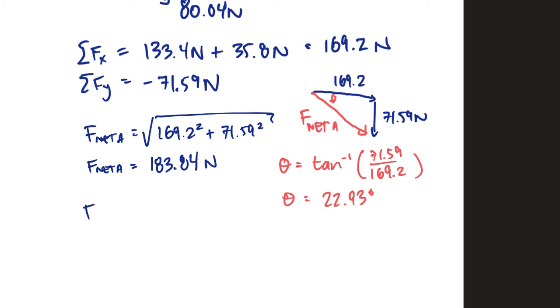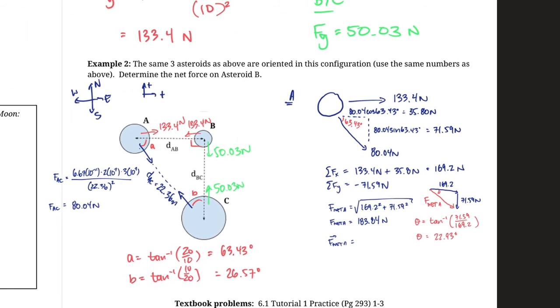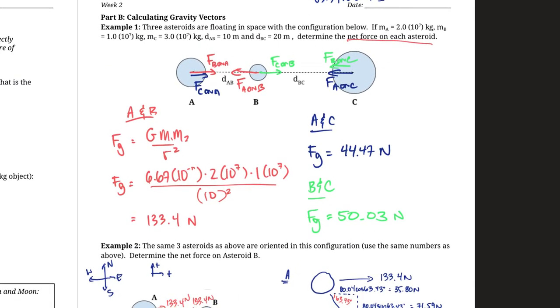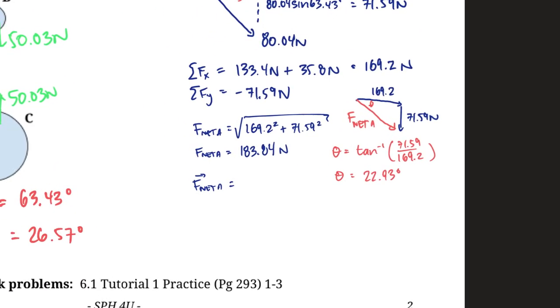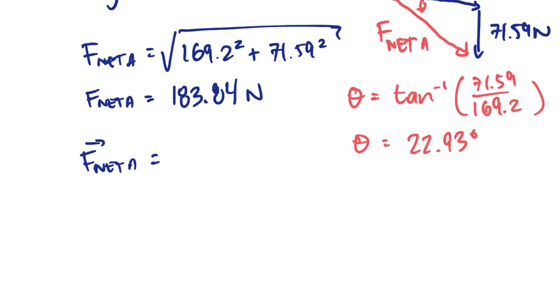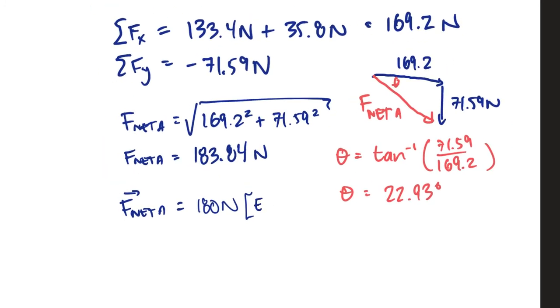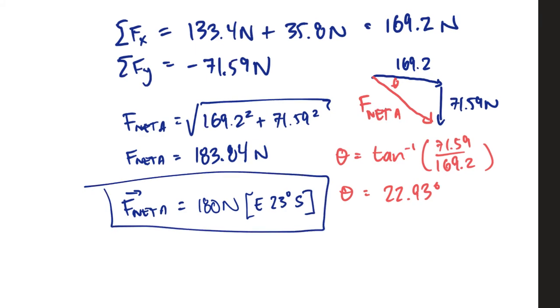So we can write out the final answer, F net A, and I can put the arrow over the F net because now we have the magnitude and the direction. I'm going to round this to 3 significant figures based on the question. Actually, maybe 2 significant figures based on the original question. Should have done this in the previous question too, but I'm going to round that to 180 newtons. And the direction is east, 22.93, and I'm going to round to two significant digits here, so 23 degrees south.